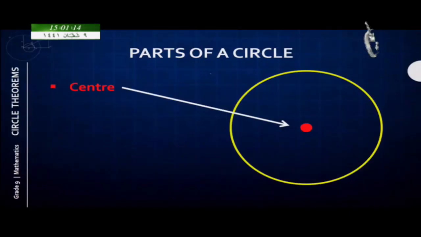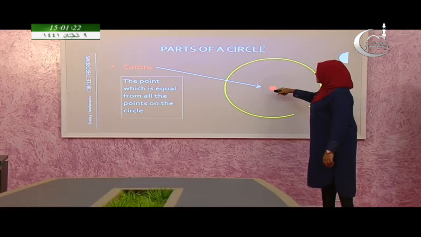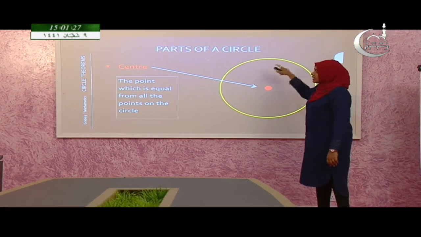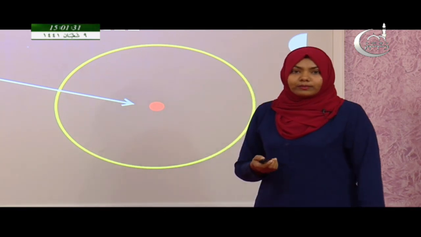First, the center: the point which is equal in distance from all the points on the circle. That means when you are given the center and you draw the circle, all the points on the edge of the circle should be equal in distance from the center.